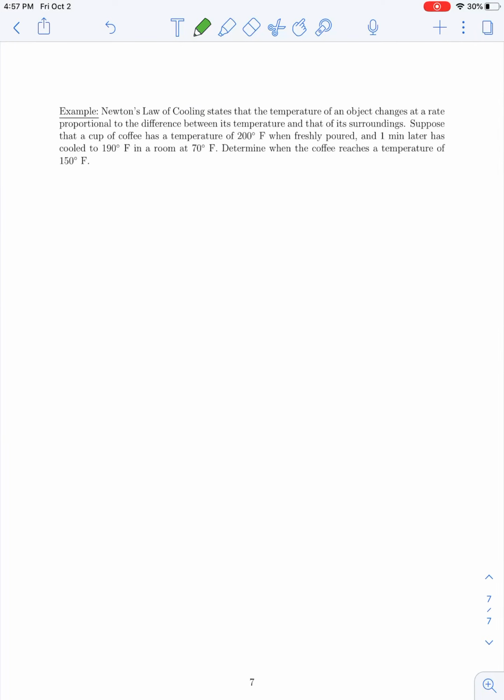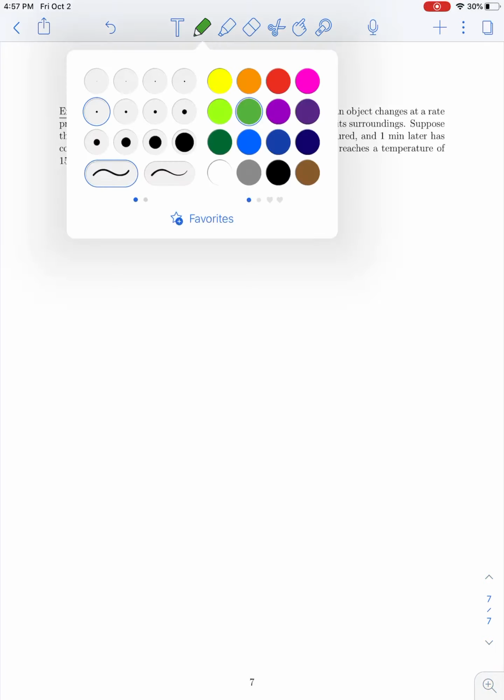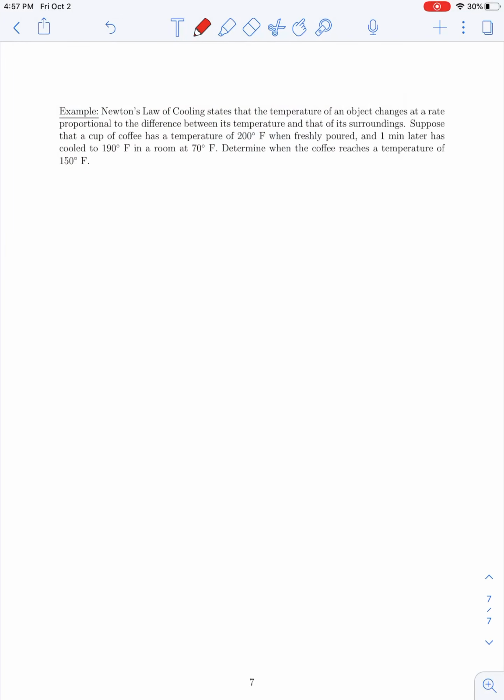Now, in our last example for this section, we'll look at another mathematical model governed by Newton's law of cooling, which will be used to describe how rapidly an object is changing its temperature in a room that's held at a constant temperature. So for this problem, we're told Newton's law of cooling states that the temperature of an object changes at a rate which is proportional to the difference between its temperature and that of its surroundings.